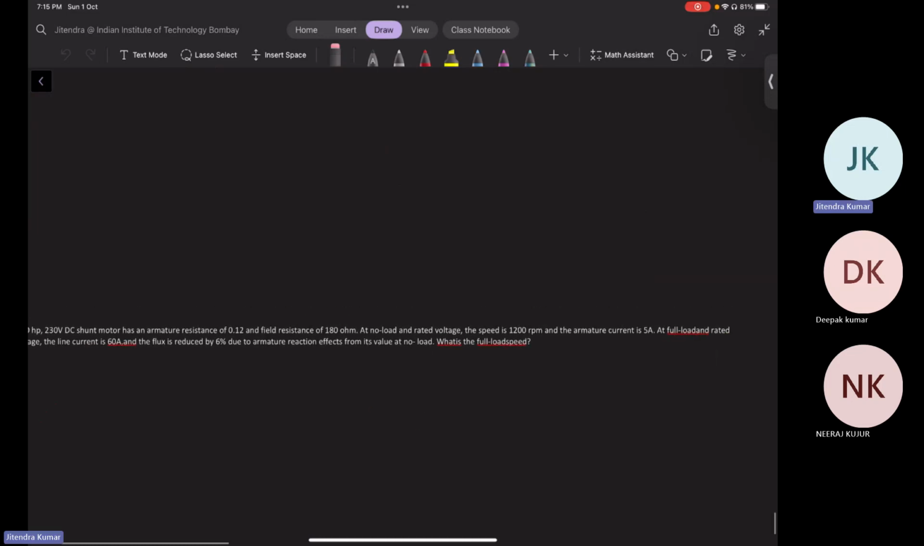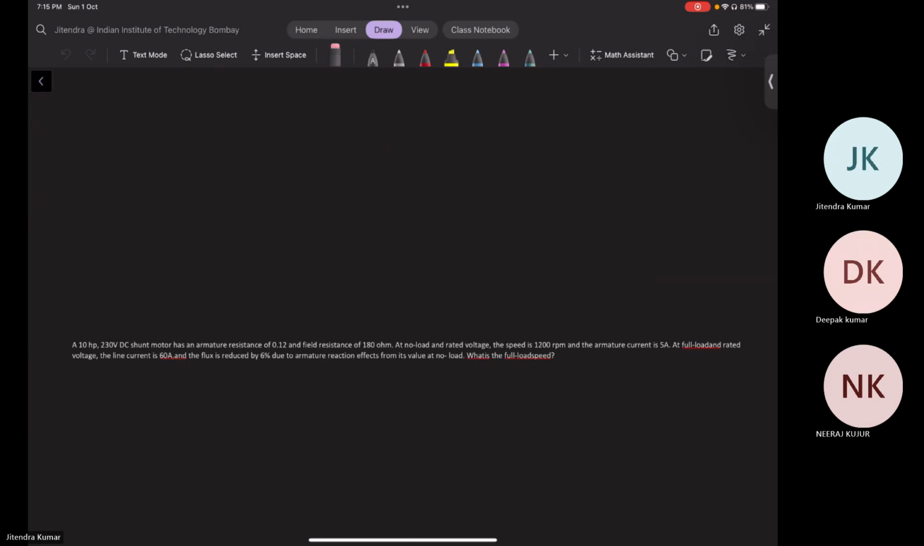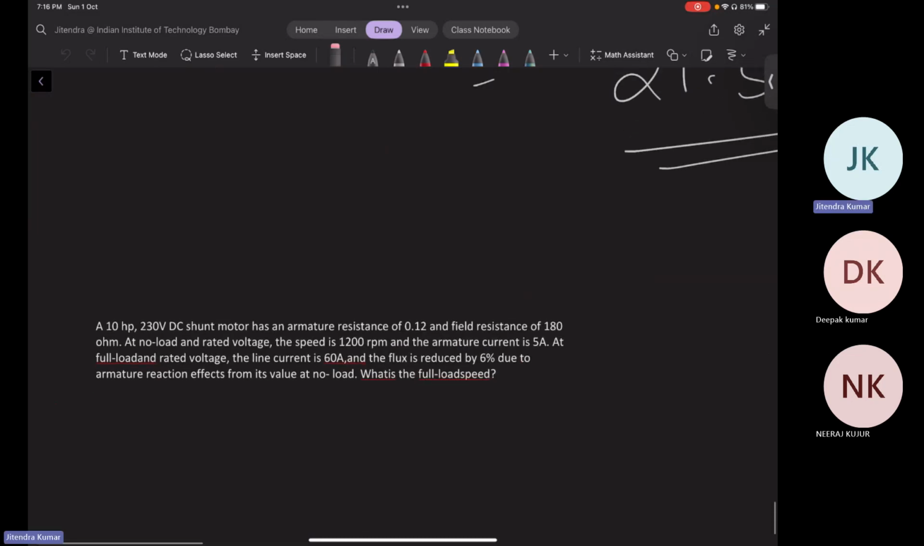Okay, so this is what he had written. So 10 horsepower, 230 volt. Are you guys able to see this? Because I'm not able to zoom it. Let me see how to zoom it. Yes, sir, we are able to see. Okay, just let me try to increase the font. Now I hope it is pretty clear.